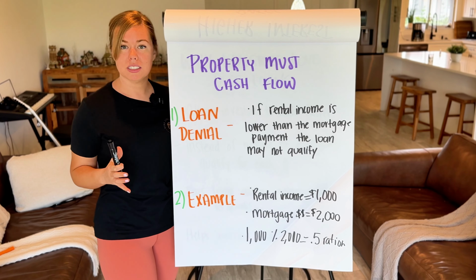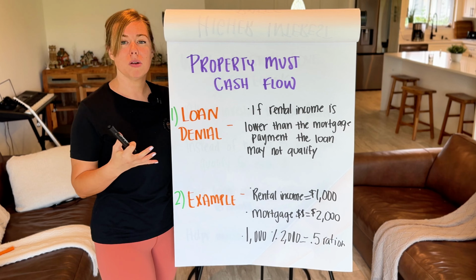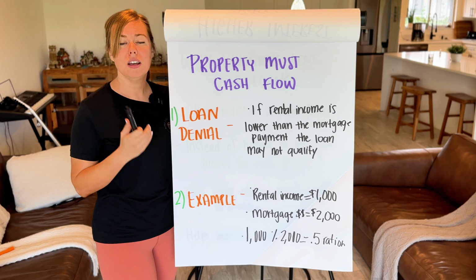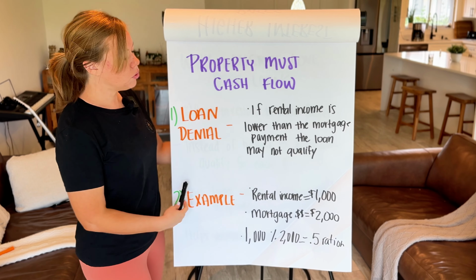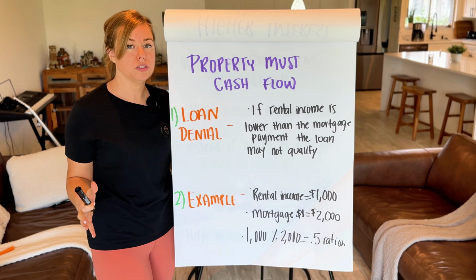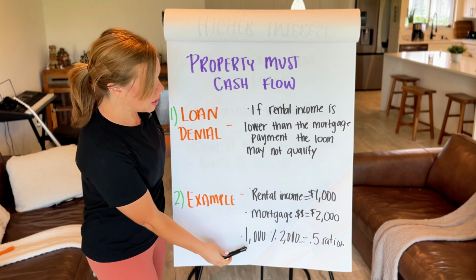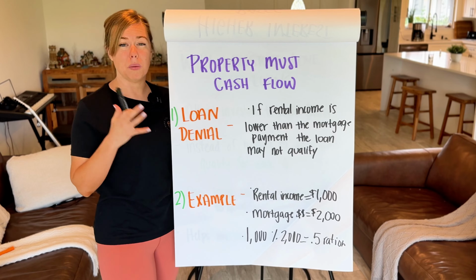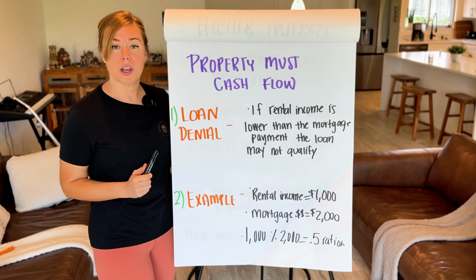Now, in some cases, if the rental income is a little bit lower than the mortgage payment, most banks will still lend on this, but again, you're going to get a little bit higher interest rate because of this. For example, let's say the rental income comes out to about $1,000 a month and your mortgage payment is about $2,000. Well, that's going to give you a DSCR ratio of about 0.5, and most banks are not going to lend with a rental income that low.